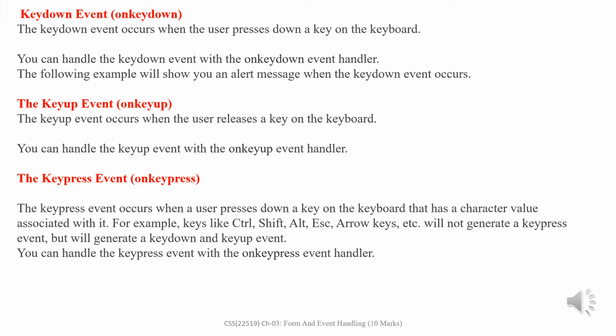Key down event, that is on key down. The key down event occurs when the user presses down a key on the keyboard. You can handle the key down event with the on key down event handler. Key down means on key press, the cursor will go down.